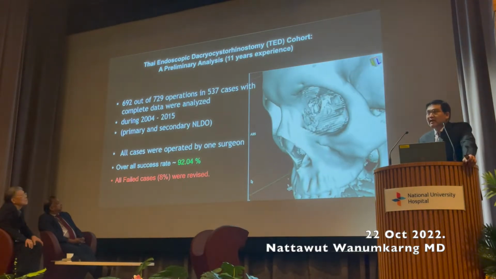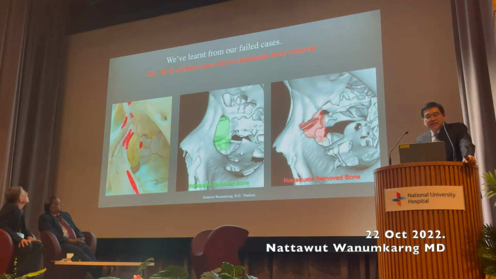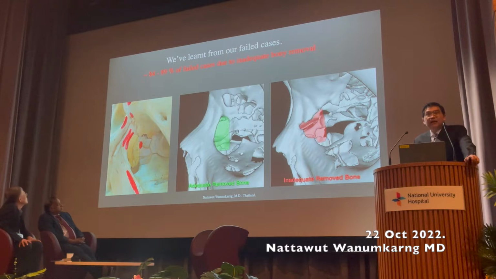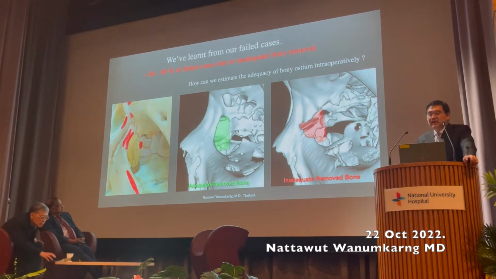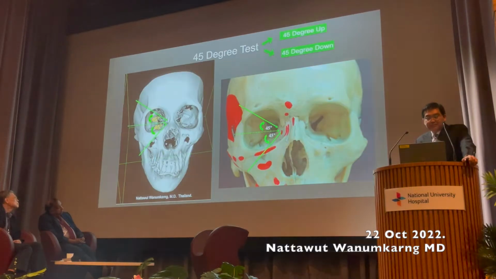I learned a lot from all the cases that I reviewed. It's a good point that we learn from our mistakes, and when we review, we find some concepts. This video shows that the ideal ostium is the one in the middle, which we should do in every case. And this is a too small ostium. For all the revision cases that I have done, I found that approximately 84 to 89% failed because of bony inadequacy. And how can we estimate the adequacy of the bony ostium intraoperatively or after the operation? Let me show you.